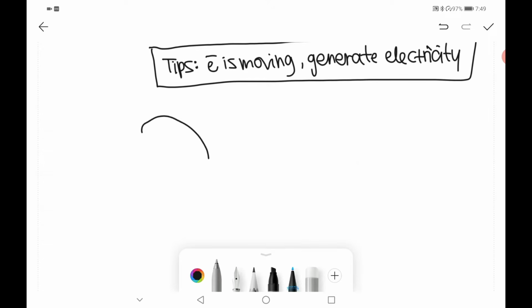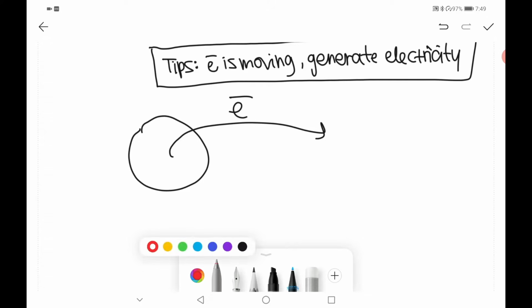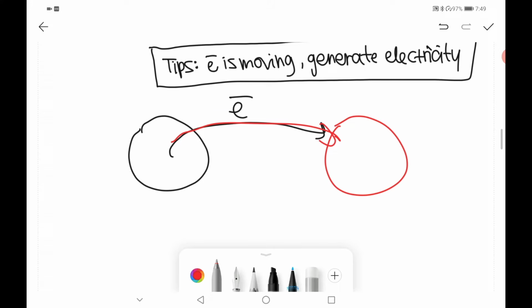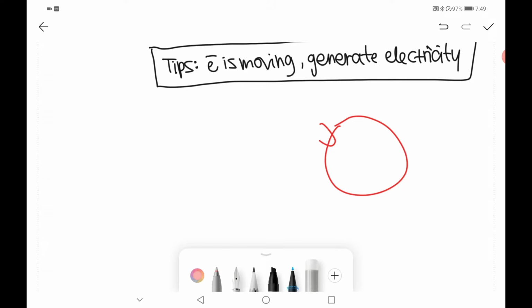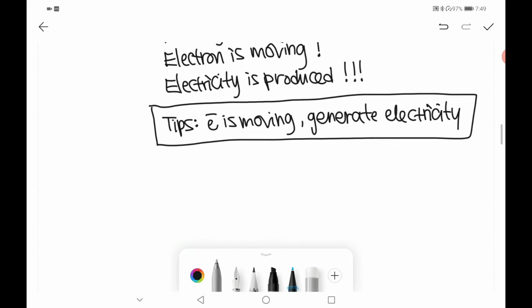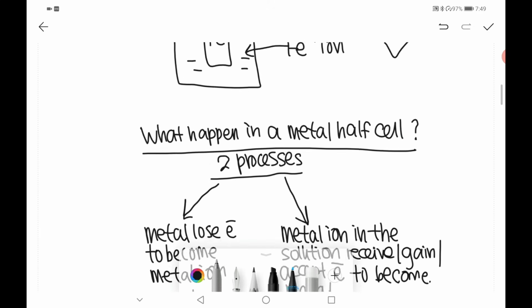We must let one substance donate electron and one substance receive electron. So when there is one substance donating the electron and one substance receiving the electron, the electron is now moving. So when the electron is moving, we produce electricity. That's why a half cell can produce electricity because of this.